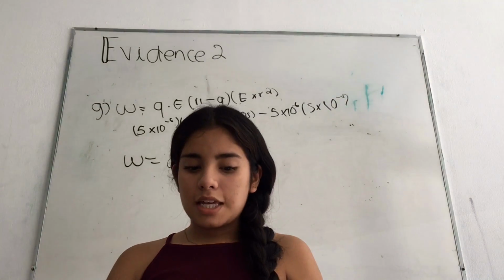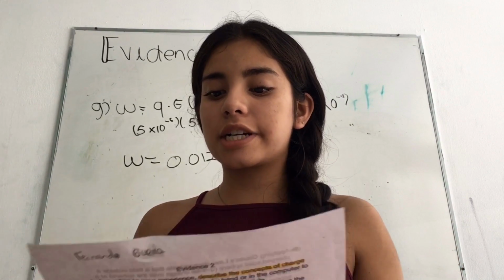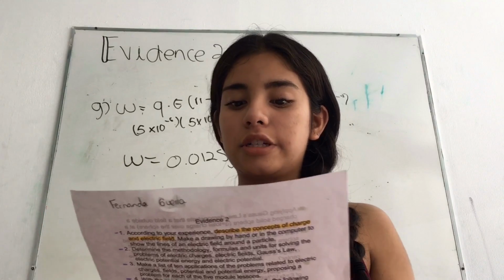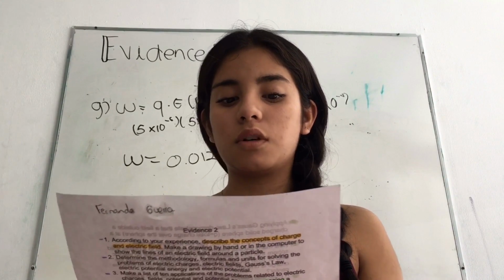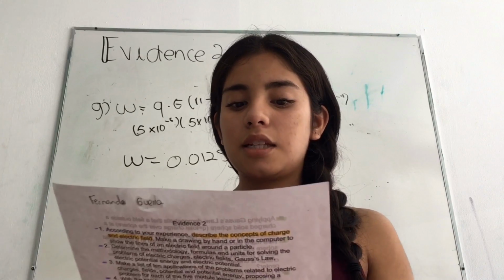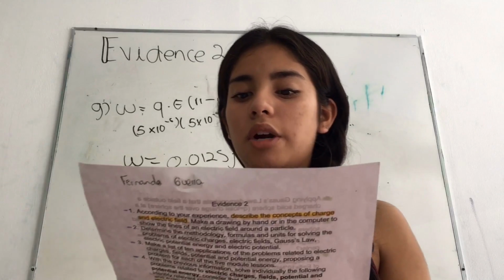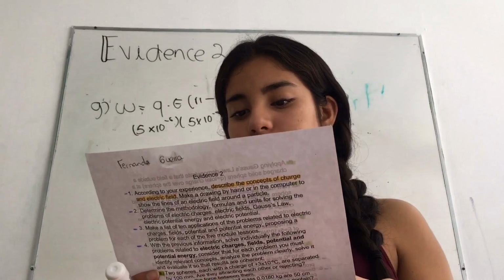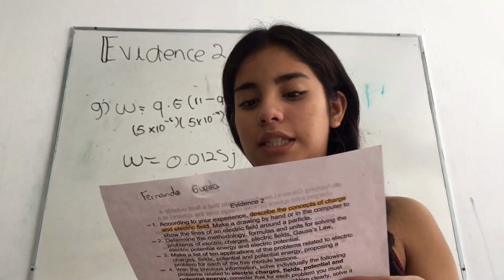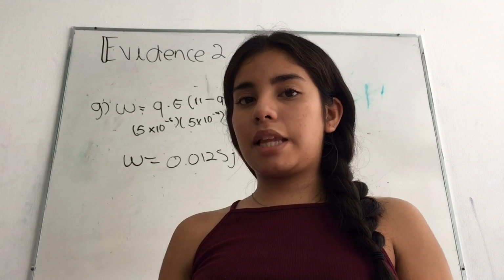Number G, it says a plate with positive charge is 0.05 meters higher than a plate with negative charge. And the electric field has an intensity equal to 5 times 10 to the 4 newtons over coulomb. Determine the work performed by the electric field E when a charge of 5 times 10 to the 6 coulombs moves from the negative plate to the positive plate.